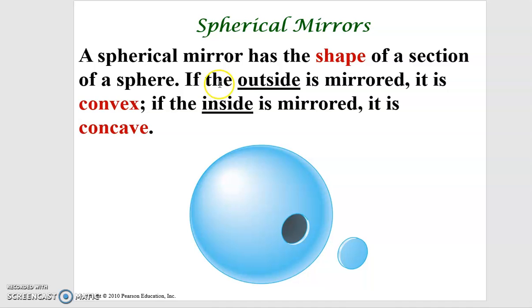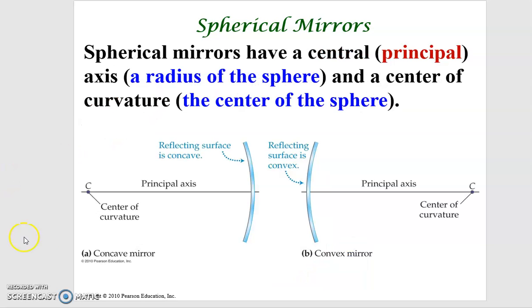If the outside of the surface is mirrored, then we call it convex. If it is the inner side, we call it concave. So let's take a look at this one. If the inner side is mirrored, we call this concave, and if it is the outer side, we say this is convex.